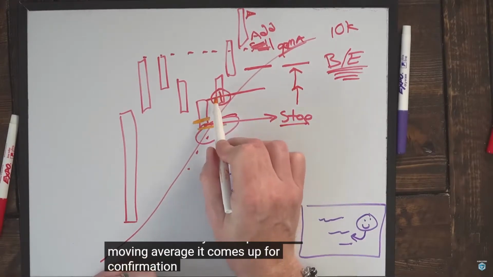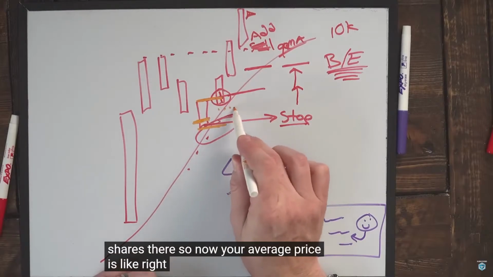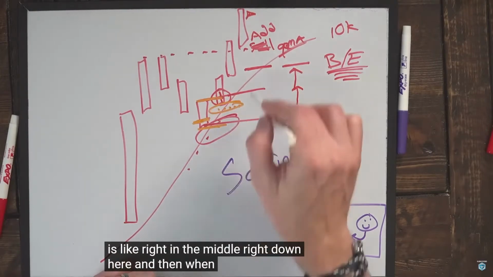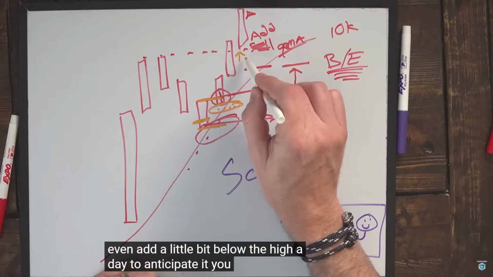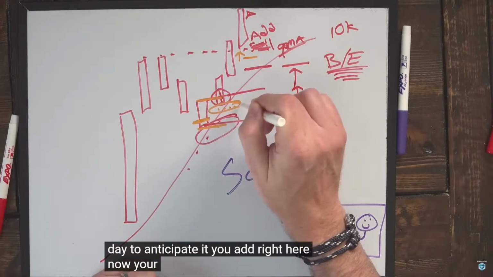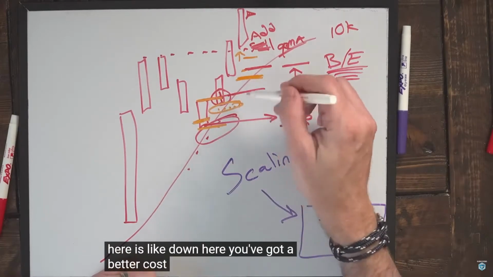It comes up for confirmation. You add another 2,000 shares there. So now your average price is right in the middle, right down here. And then maybe you even add a little bit below the high of day to anticipate it. You add right here. Now your cost basis, instead of being here, is down here. You've got a better cost basis.